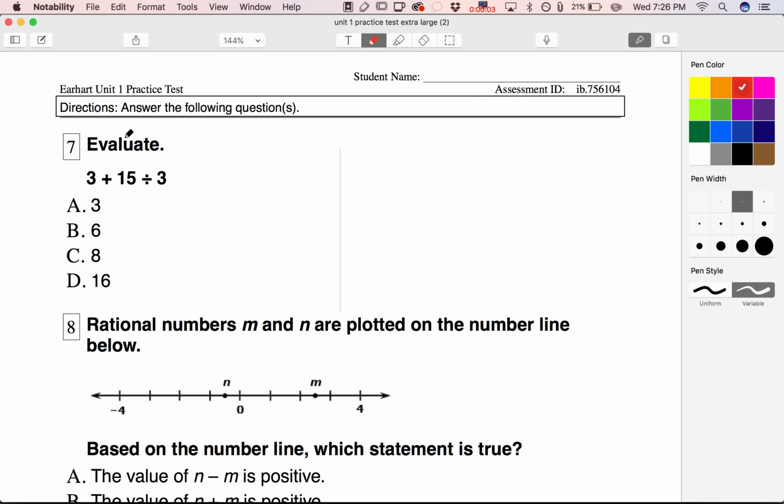Okay, so let's start on this one. This is the second page. There's already one video up for the first page, so look for that one if you need problems 1 through 6. We are starting on problem 7.